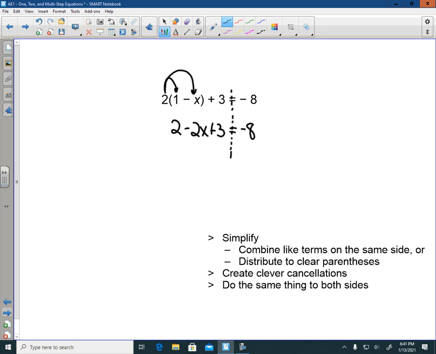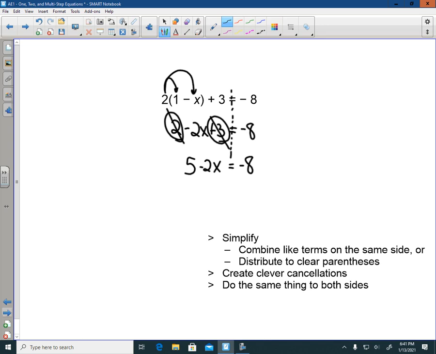All right, so are we ready to create clever cancellations? I'd say no. And the reason why is because I have this 2 and this +3, and those can be combined. 2 plus 3 is 5, and I've taken care of these guys. And then -2x hasn't had anything done, and so it comes down, and that equals -8.